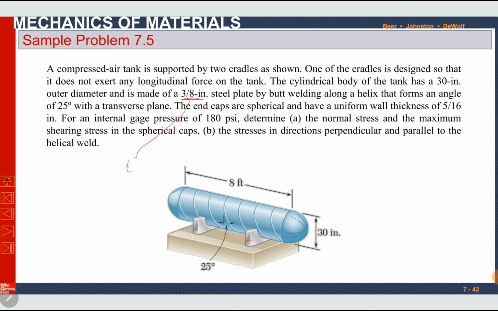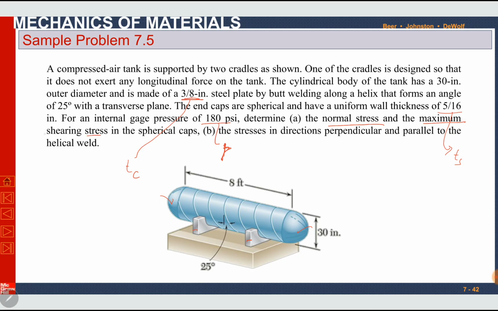Okay, the ends, this end and this end, are spherical. The end caps are spherical and have a uniform wall thickness of 5 by 16. This is the thickness for the spherical portion. The earlier one was for the longitudinal portion, the cylindrical portion. Okay, the internal pressure p is given as 180 psi.